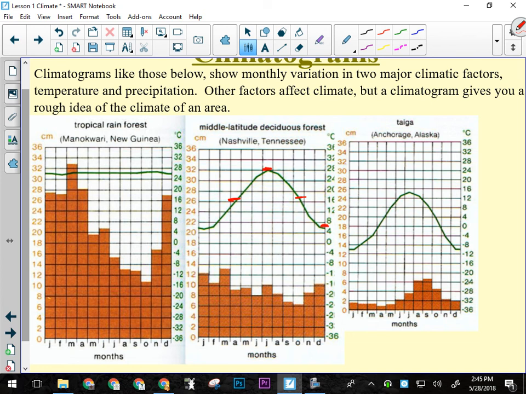Okay? So those are the things to watch for. If you see a bell curve, you know you're not looking at an equatorial area. And depending on the position of that curve, you could be looking at a polar area or a mid-latitude area, depending.